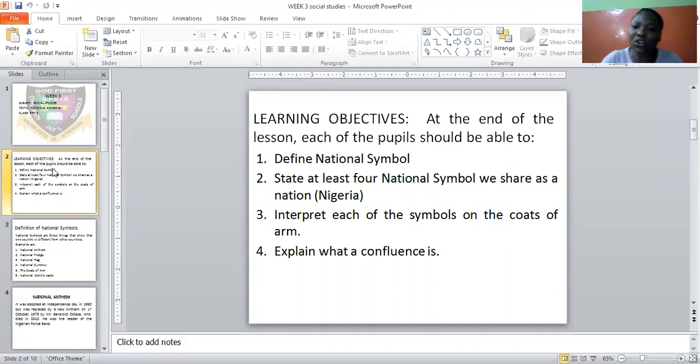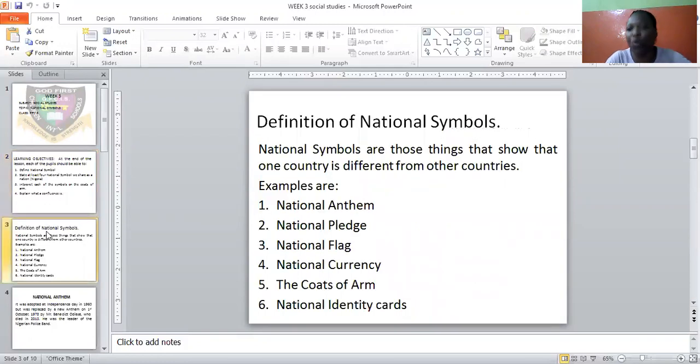We looked at technology as a way of making life easier, and we looked at the different technologies in the ancient and the modern methods, how they made life easier in the olden days, and how we are making our lives easier in these modern days. We came to a conclusion that the modern method of technology is better than the ancient methods. But today we'll be looking at an interesting topic, which is national symbols.